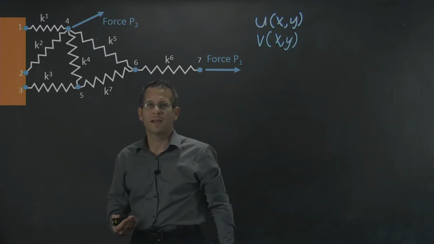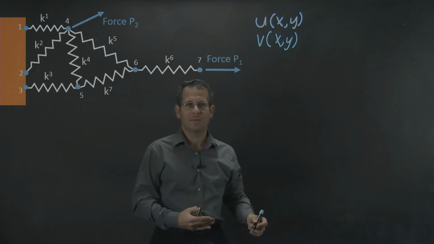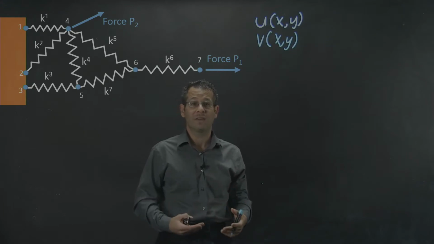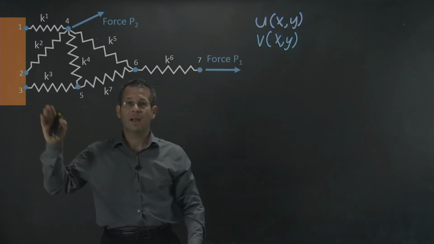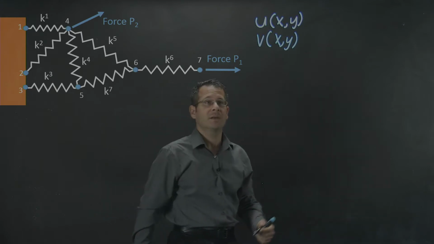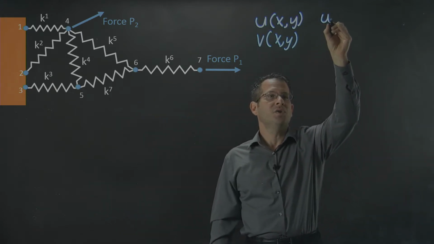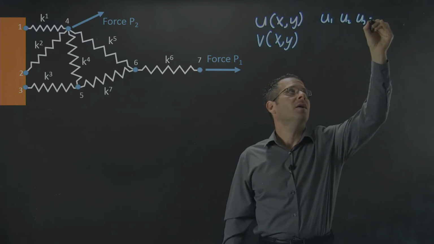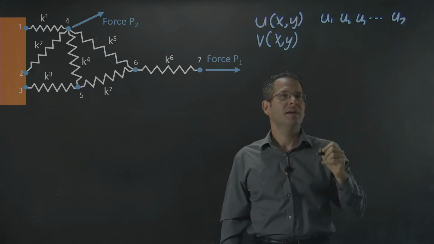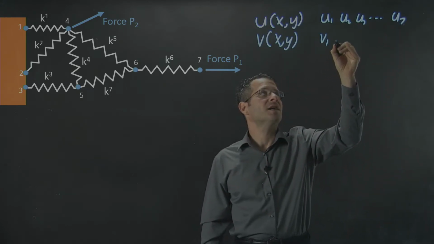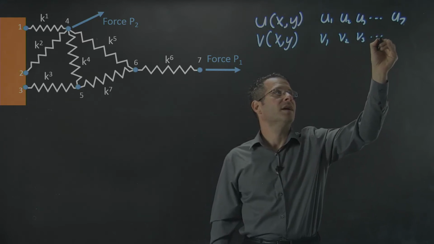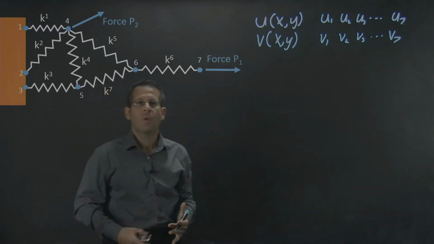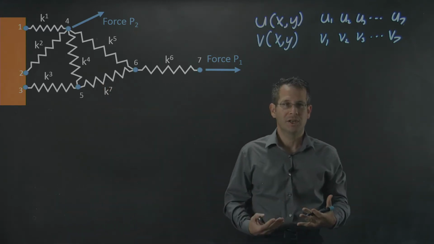Now, we're developing a finite element method, which we know is an approximate method. We know we're not actually going to find these functions. We're going to find values for these functions at specific points, specifically the points that we've labeled as nodes in our system. So we will eventually find u1, the displacement at node 1, u2, u3, all the way to u7. And likewise, we will find the displacement in the y direction, v1, v2, v3, all the way to v7. How are we going to do that? Well, we're going to use this principle of minimum potential energy.